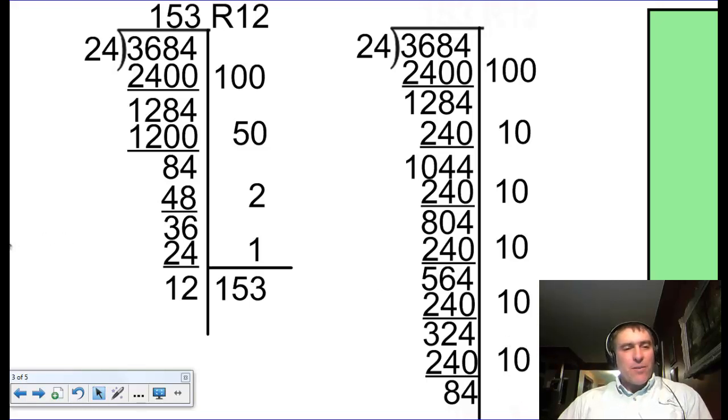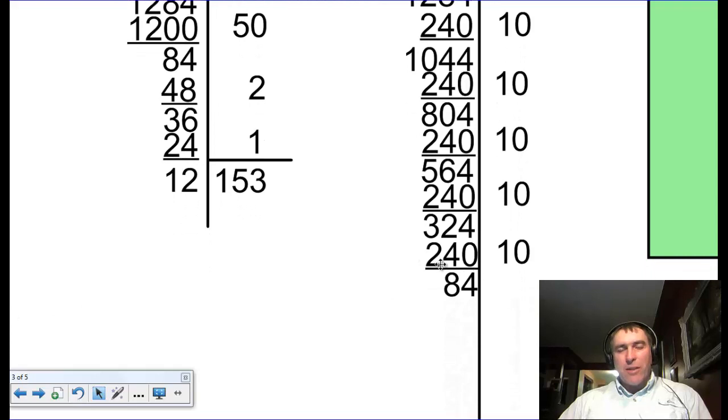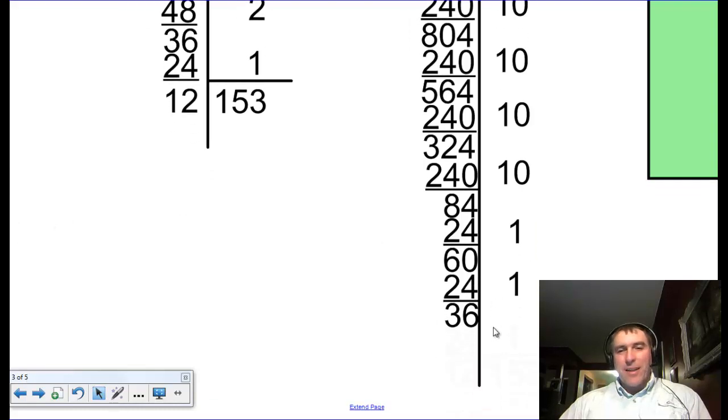Now, 84 is smaller than our 240, so we can't multiply by 10, but we can multiply by 1. And if you multiply by 1, what do we get? 24. So we subtract that. We get 60. What can we multiply by now? Well, let's do another 1. 24. Subtract that. It's still bigger than 24, so we can multiply by another 1. 24. Subtract. And we end up with 12 as a remainder. Now, 12 is smaller than our 24. So we know we've done it right.